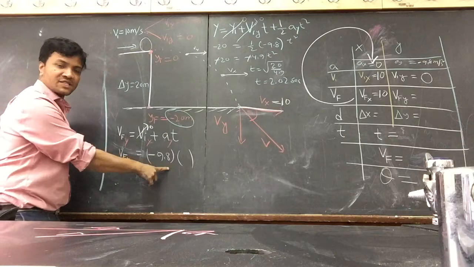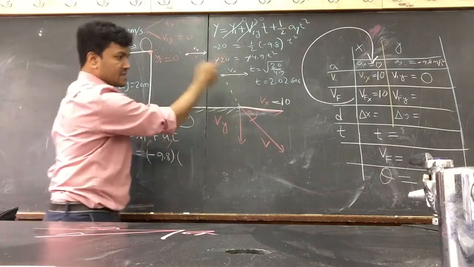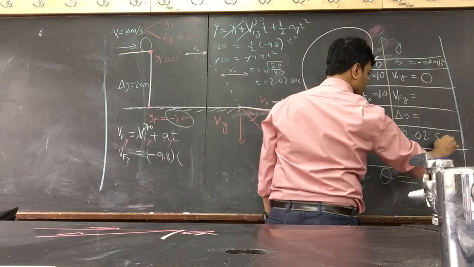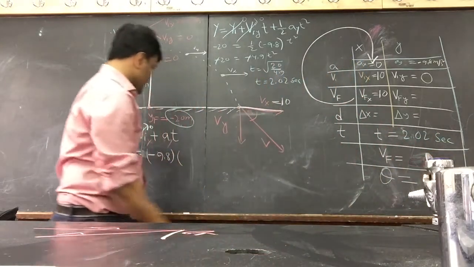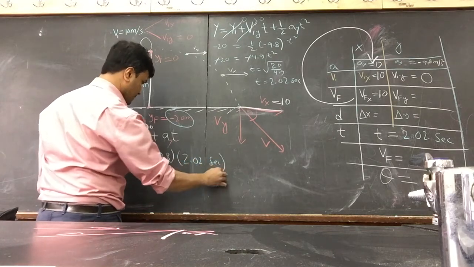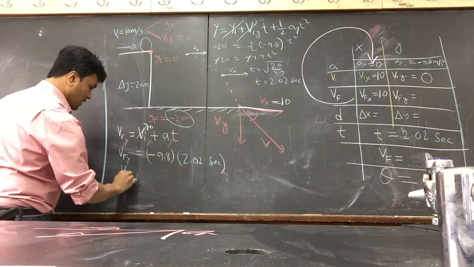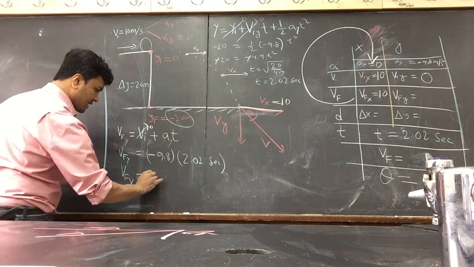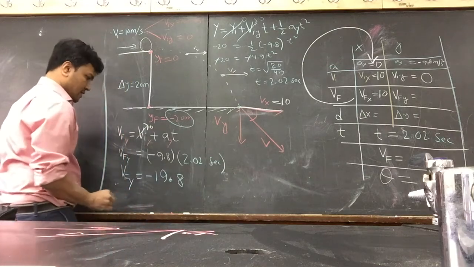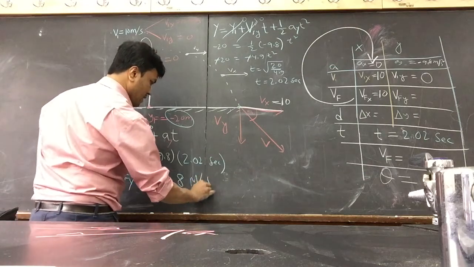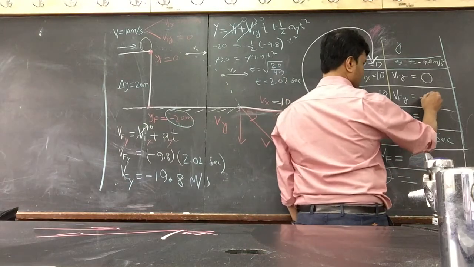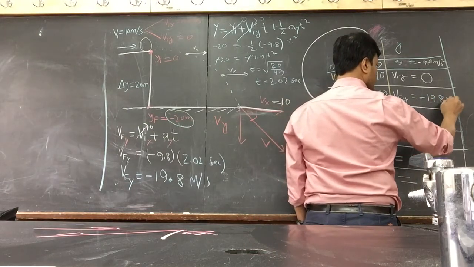So now we're going to plug that t over here, 2.02 seconds. Now v final y is negative 19.8 meters per second. So we're going to write negative 19.8 meters per second.